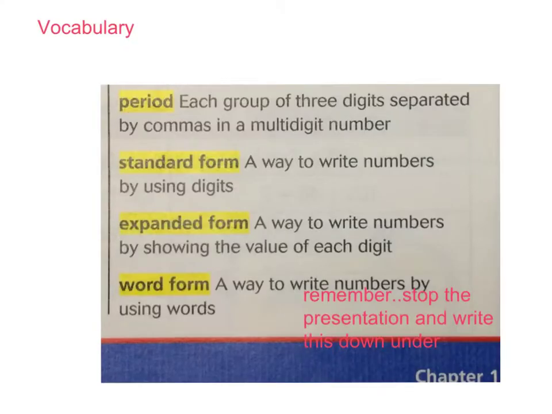The vocabulary for our lesson today is period, standard form, expanded form, and word form. Period is defined as each group of 3 digits separated by commas in a multi-digit number. Standard form is a way to write numbers by using digits, the most commonly used form. Expanded form is a way to write numbers by showing the value of each digit. And lastly, word form is a way to write numbers by using words.